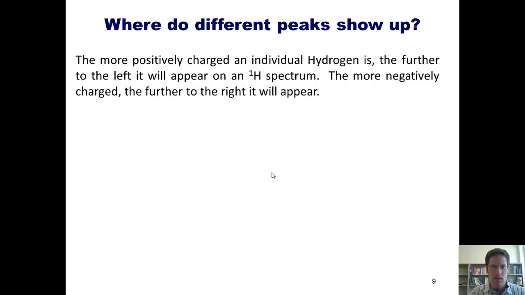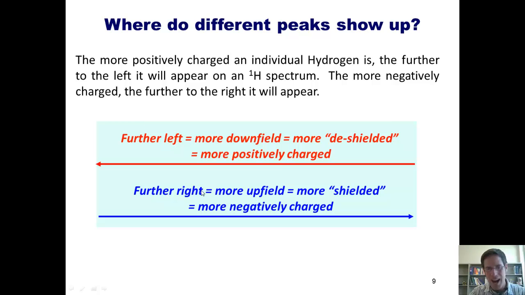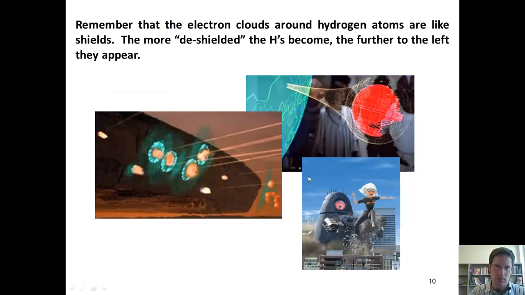We say then that further to the left equals more downfield equals more de-shielded, or in other words is the same thing as saying more positively charged. And in contrast, further to the right on an NMR spectrum equals more upfield, more shielded, and hence more negatively charged. Remember that the electron cloud around a hydrogen atom is kind of like a shield.